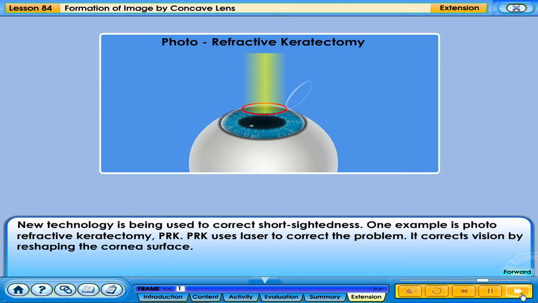New technology is being used to correct short-sightedness. One example is photorefractive keratectomy, PRK. PRK uses laser to correct the problem. It corrects vision by reshaping the cornea surface.